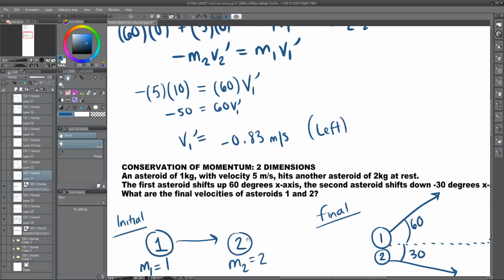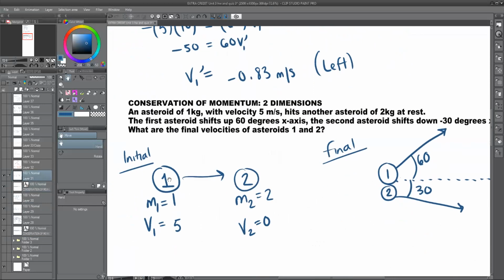So the situation looks like this. So you have an initial situation and a final situation. Your initial situation shows that the mass of the first asteroid is 1, the mass of the second asteroid is 2, the first asteroid is going to hit the second one at a velocity of 5 meters per second, and the second asteroid starts at rest. So these are all the initial points of information.